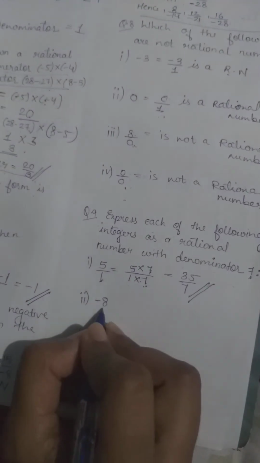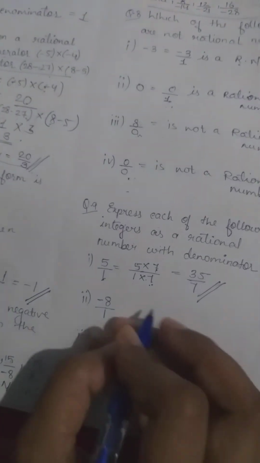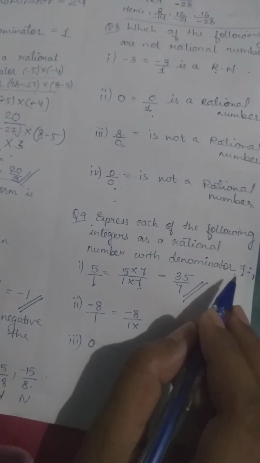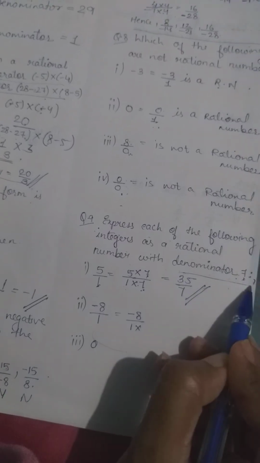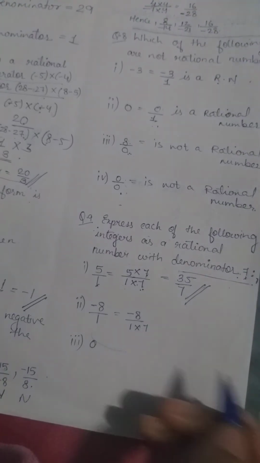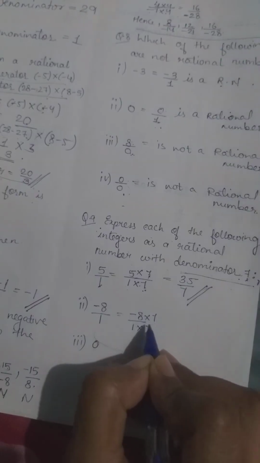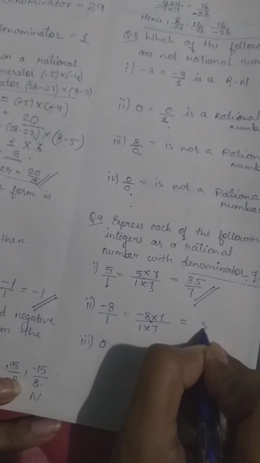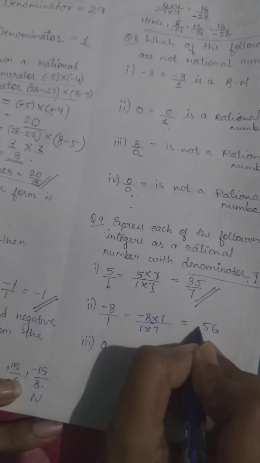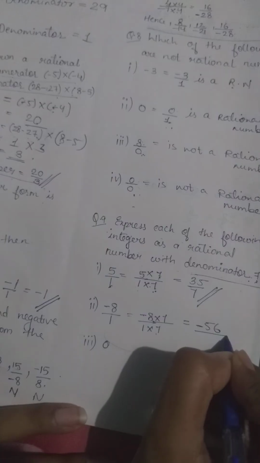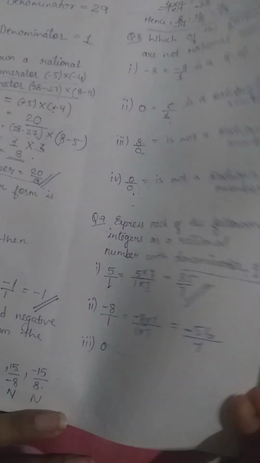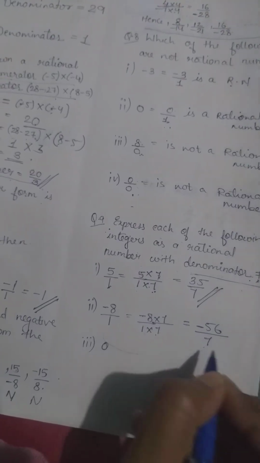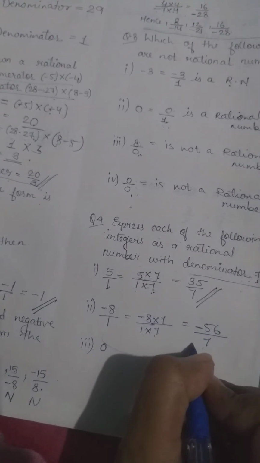Next one, minus 8, nothing, so I'll put 1. So what should I multiply 1 by to get 7? Yes, just now we have seen the denominator as 7. So multiply by 7. If the denominator is multiplied by 7, the numerator also multiply by 7. Now 8 sevens are 56. Negative sign will be put. Then 7 ones are 7. Understood? So the answer is minus 56 upon 7, or you say minus 56 by 7.